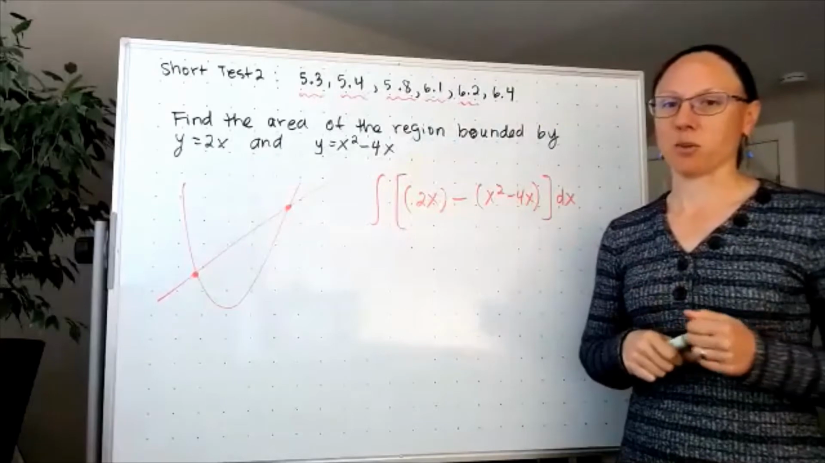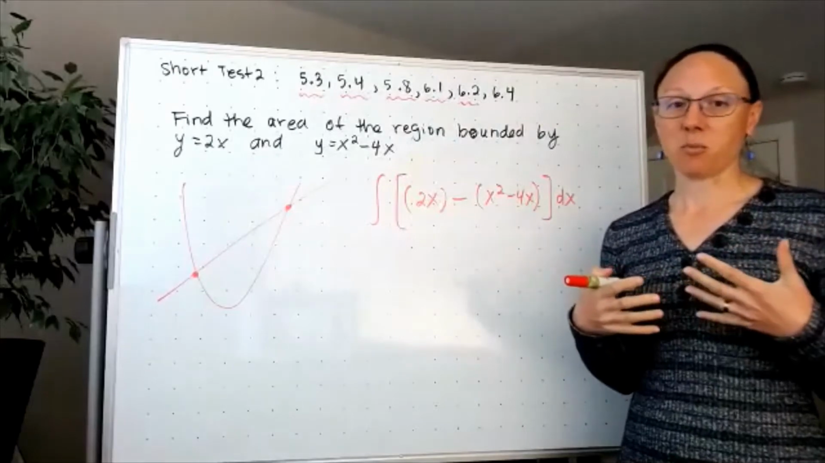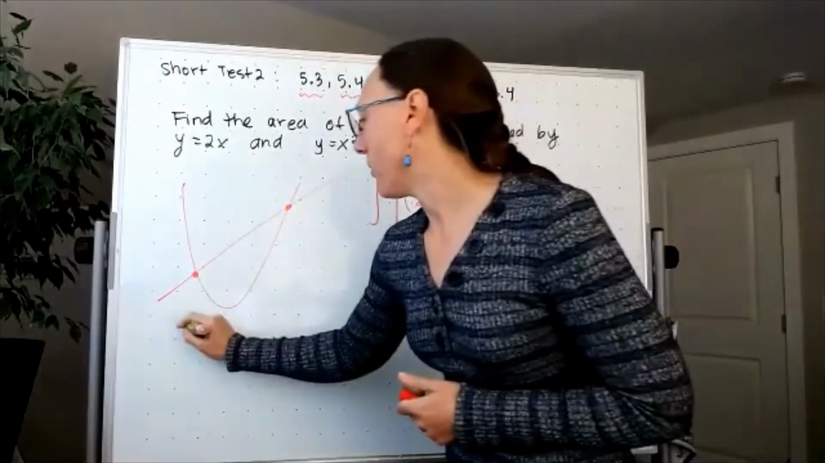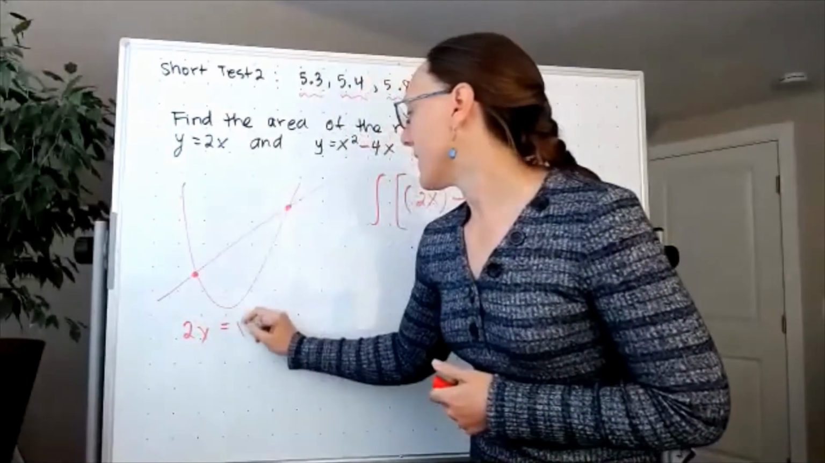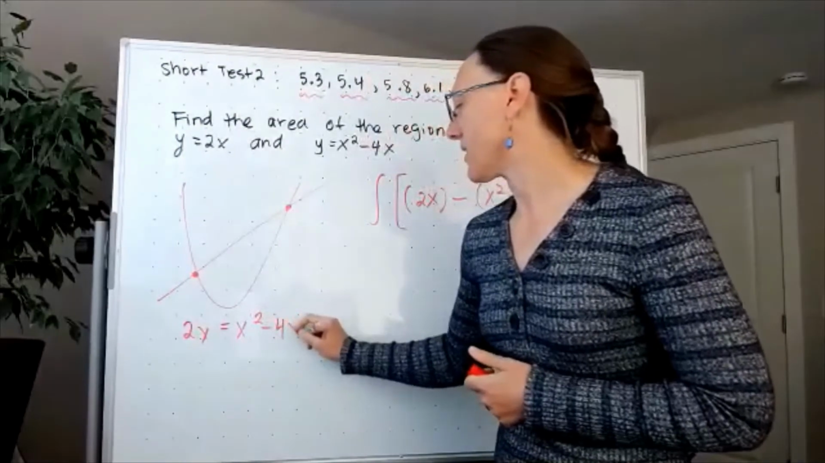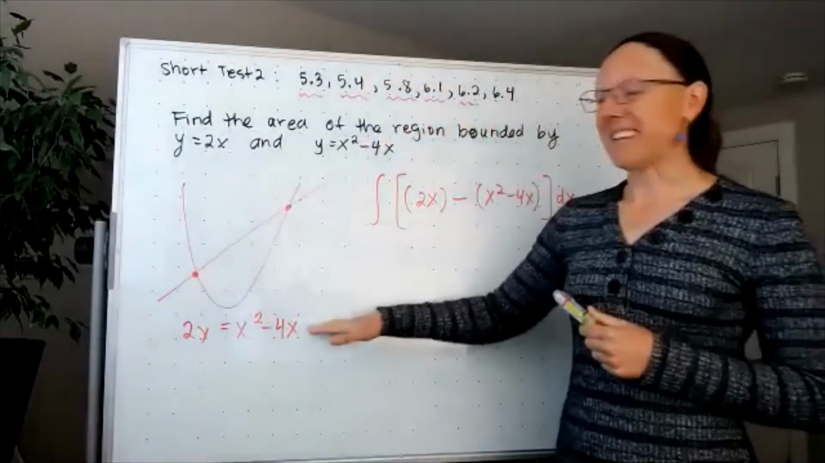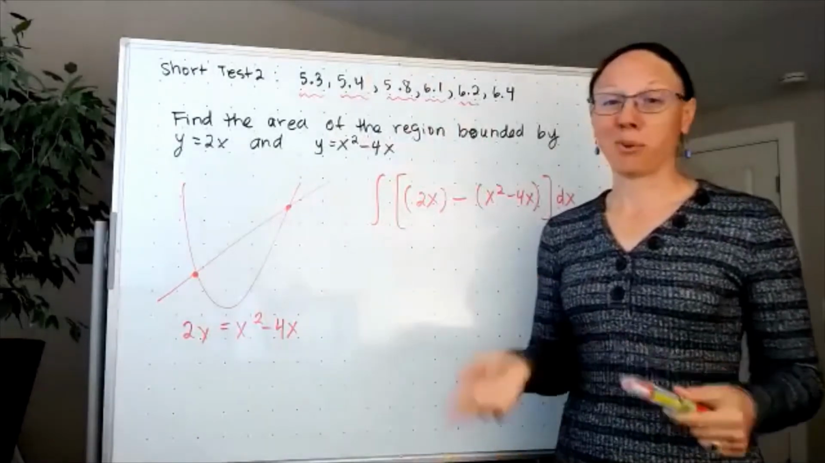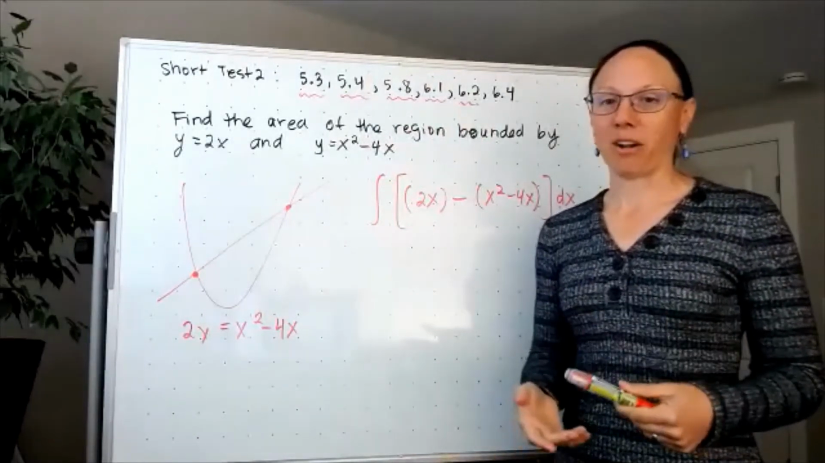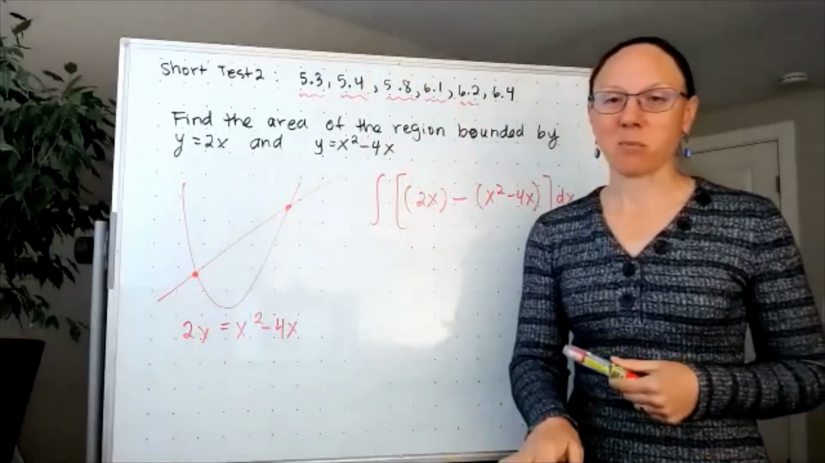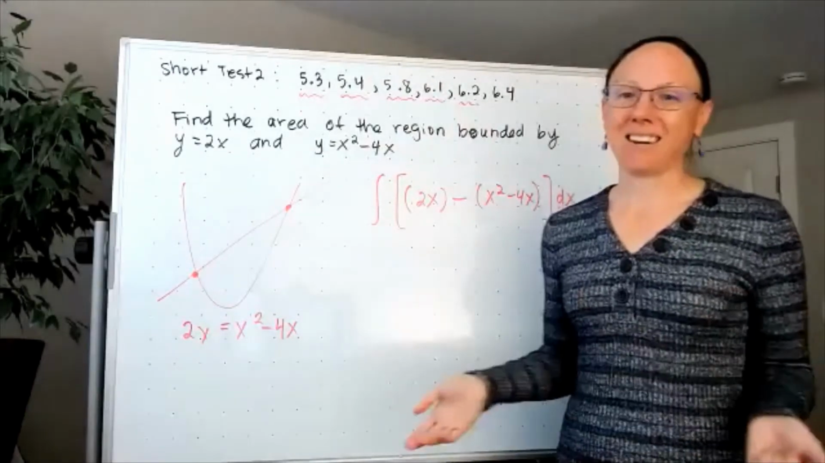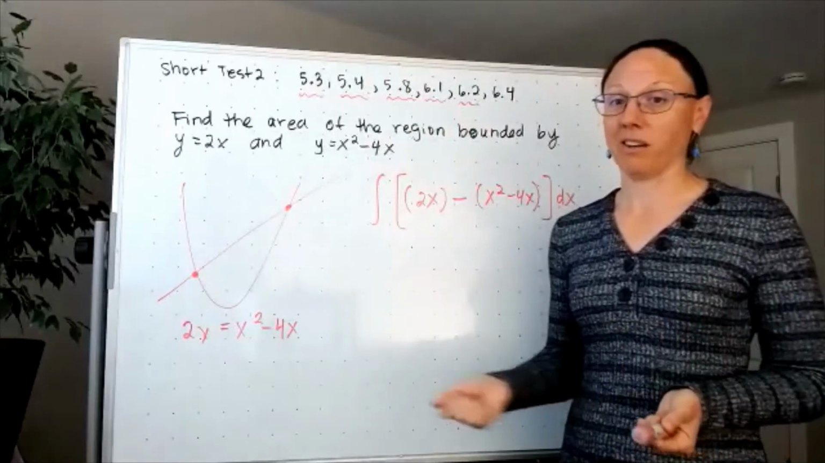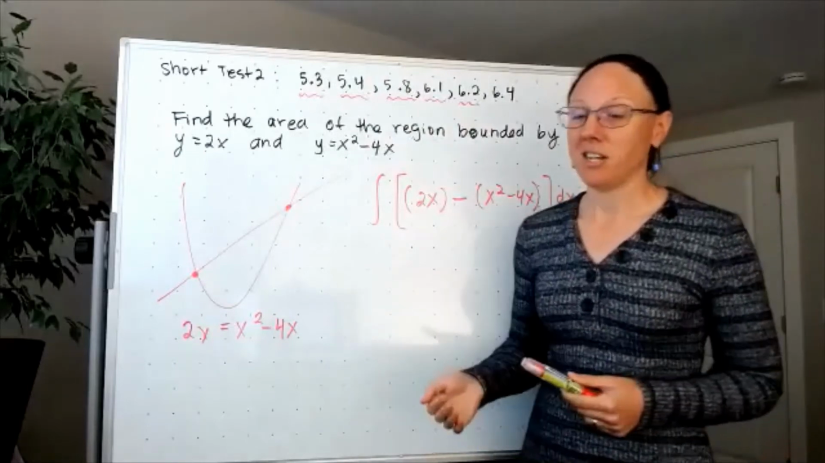Now let's go find those intersection points. To find them, I'm going to set the two functions equal to each other. So I'm looking at 2x is equal to x squared minus 4x. This is a quadratic, so we have options for how to solve it. I'm pretty sure if you are given a quadratic on the test, it's going to be something that factors. He's not expecting you to reach for a calculator and use the quadratic formula. It's going to be something that factors.